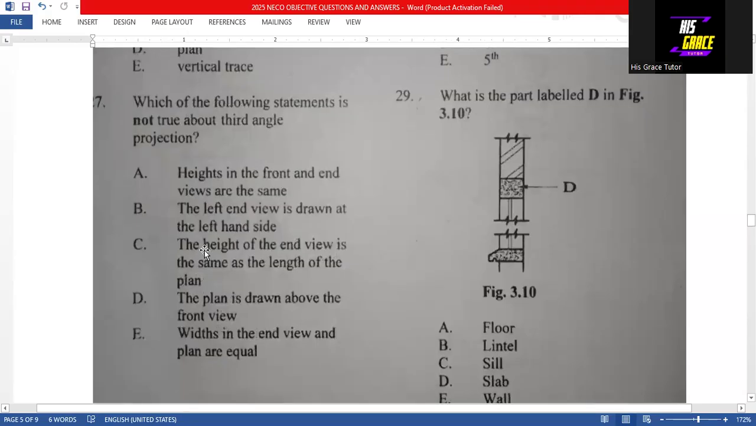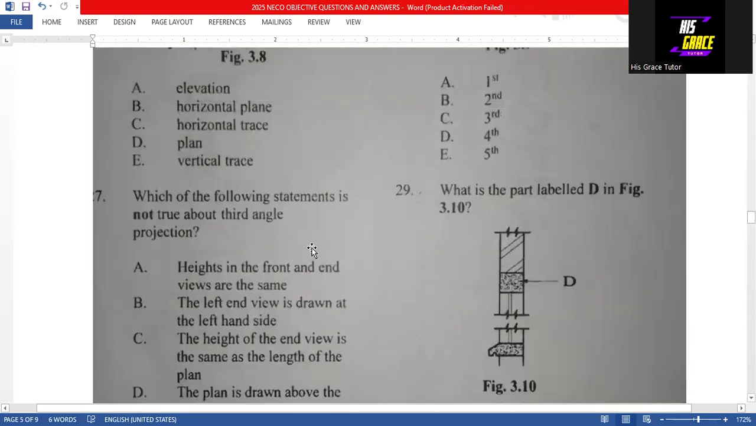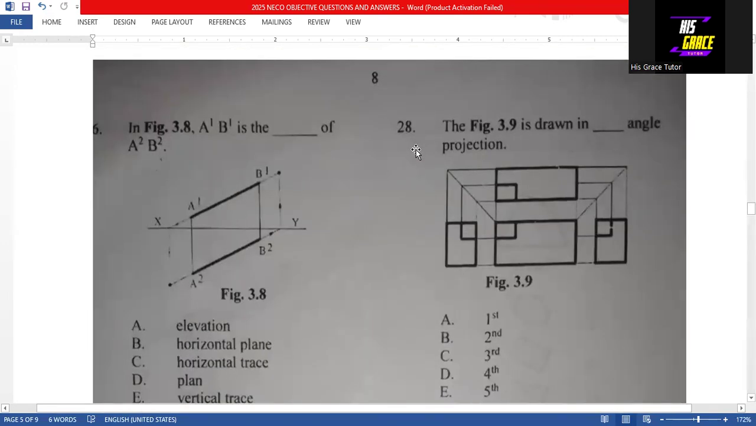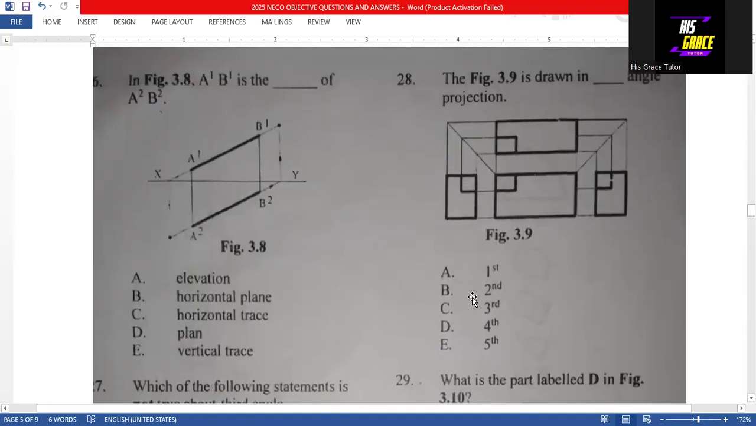Question 27. Which of the following statements is not true about third angle projection? The answer is the height of the end view is the same as the height of the plan. That is option C. Then question 28: figure 3.9 is drawn in third angle projection. That is option C, the answer to question 28.